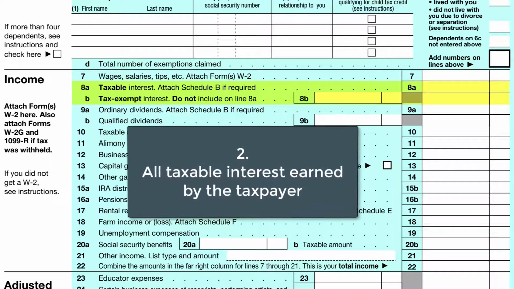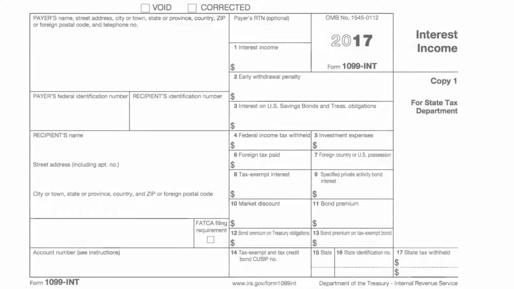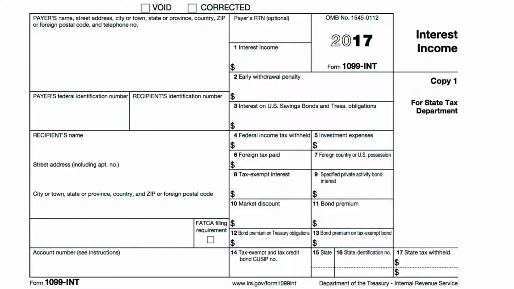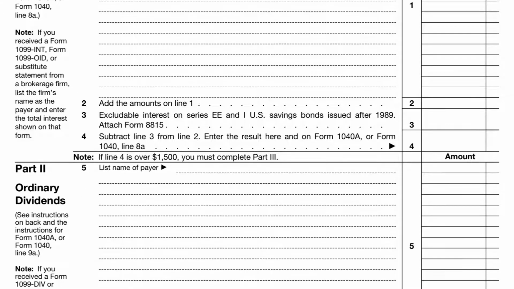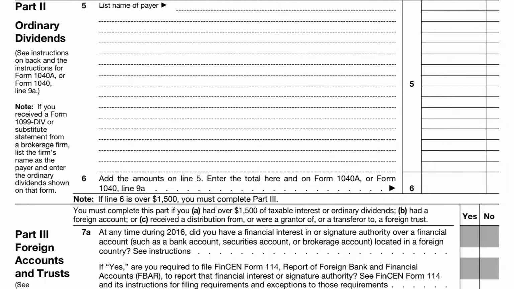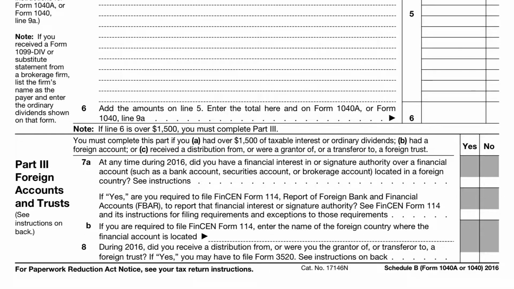2. All taxable interest. Certain types of interest, such as those earned on municipal bonds, are tax exempt. These are typically reported by banks and brokerage firms to the taxpayer by a Form 1099 INT. Taxpayers who earned interest must also fill out a Schedule B with their tax information that details the interest earned.